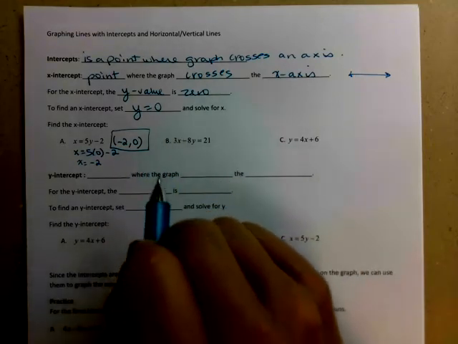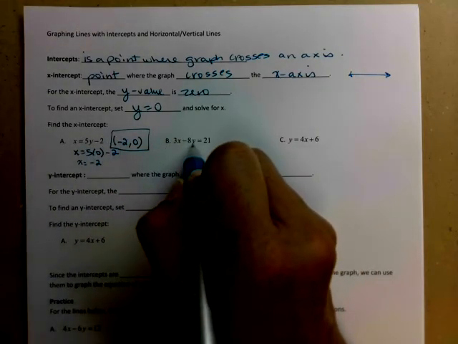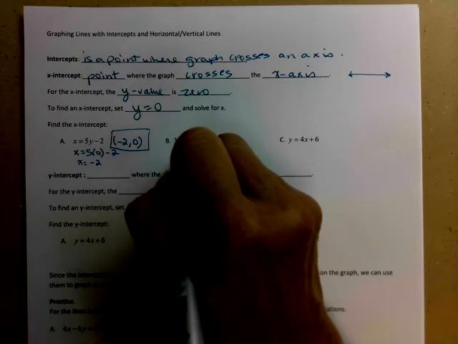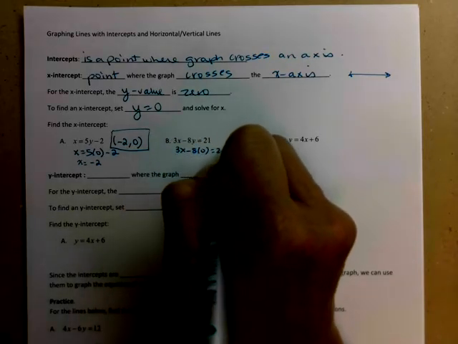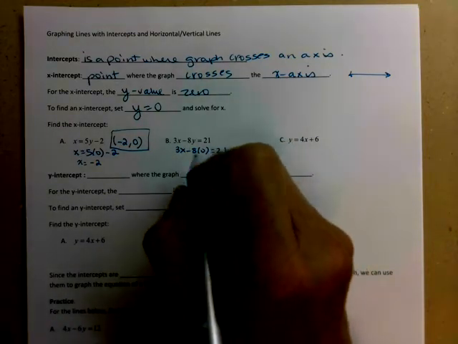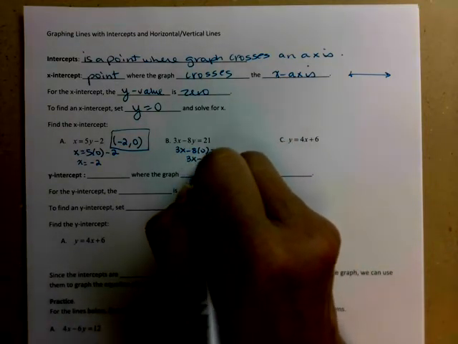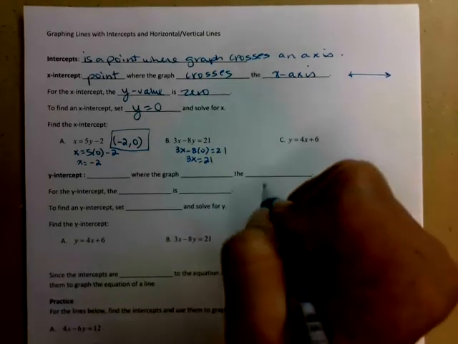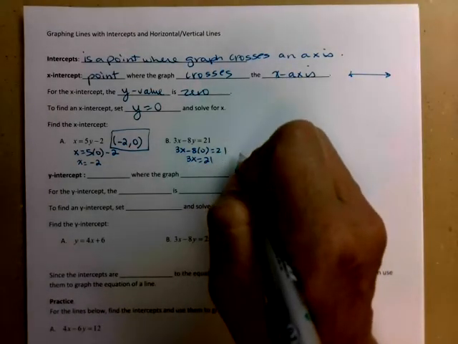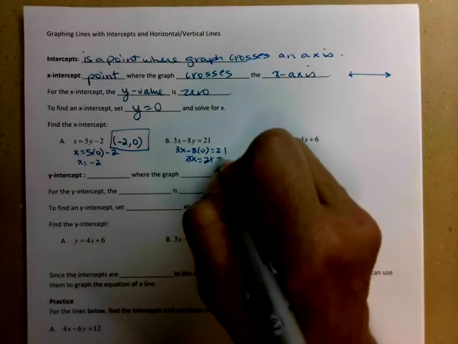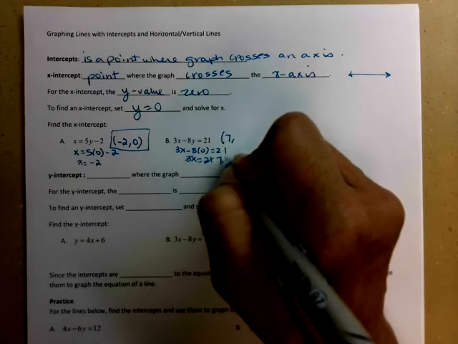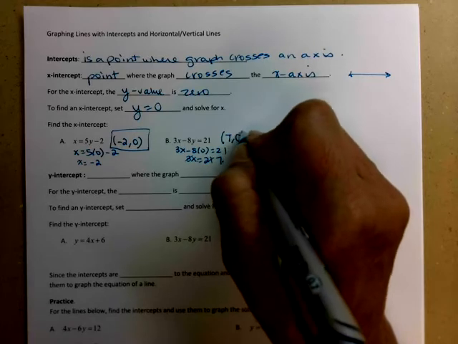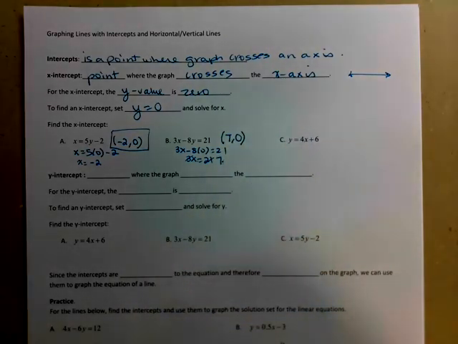Okay, next one, x-intercept. So y is 0. Leave everybody else the same. So 3 times x minus 8 times 0 equals 21. 8 times 0 is 0. So 3x equals 21. I'm going to do some steps in my head. I'm going to divide by 3. So x is 7. And again, write that as your ordered pair. So the x value is 7. The y value is 0.